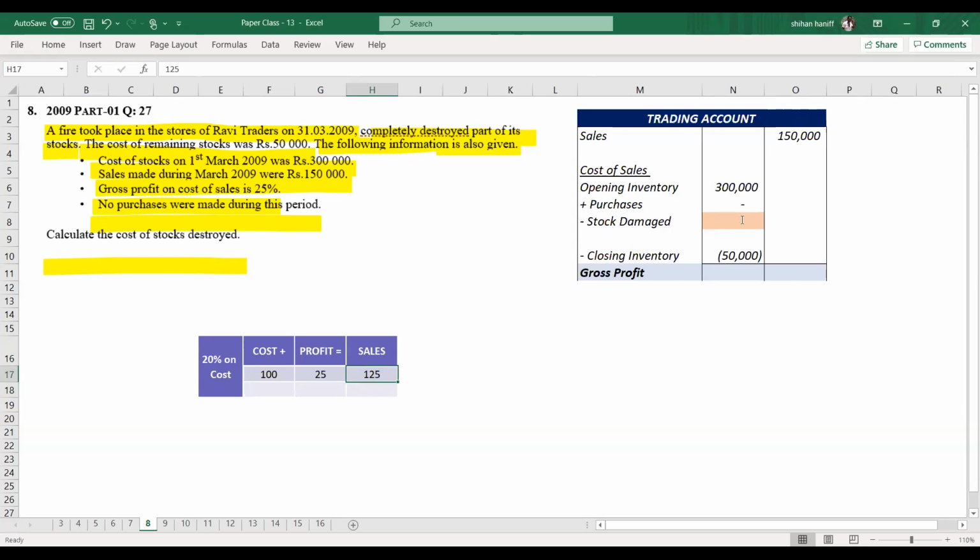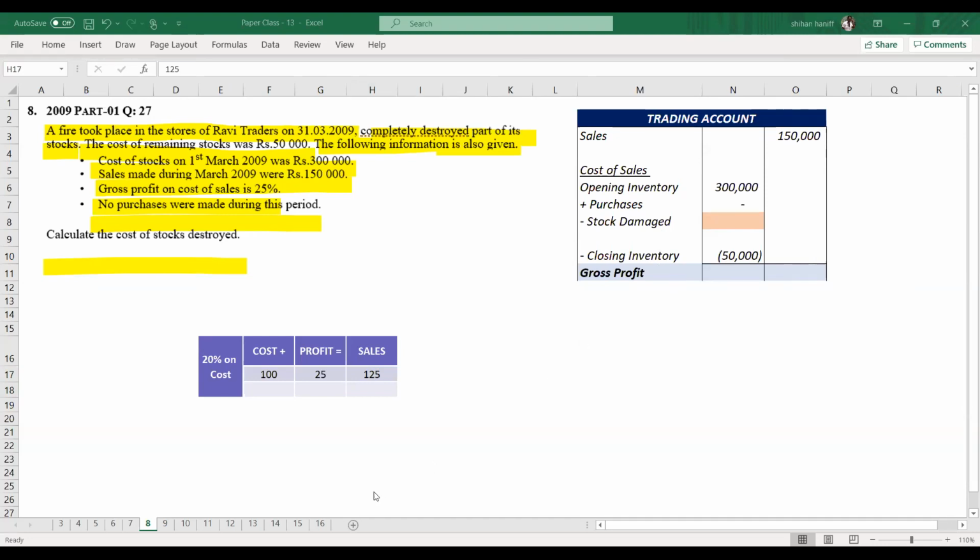There is a question, is it a trading account or income statement? Yes, trading account is the upper part up to the gross profit calculation in the income statement. Gross profit calculation, that is trading account. Below that, it's profit and loss account.